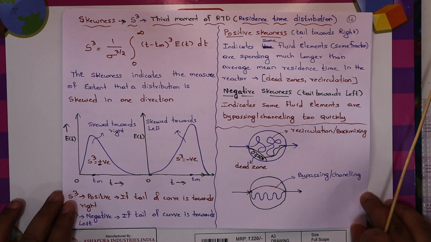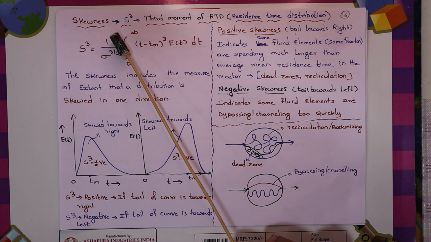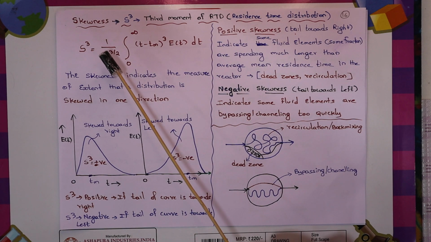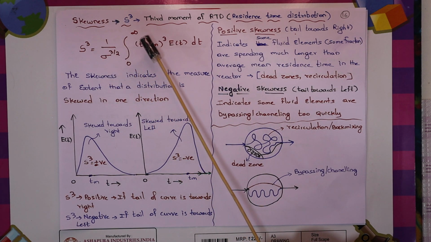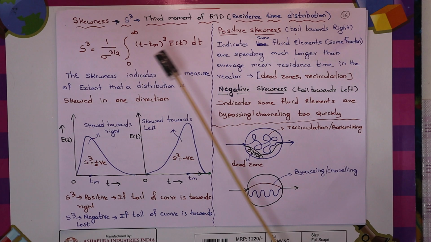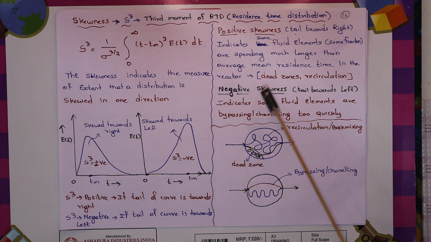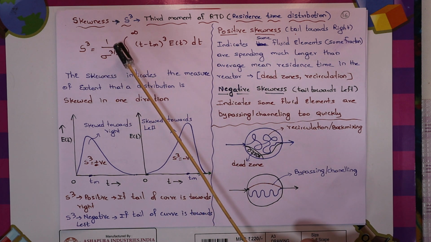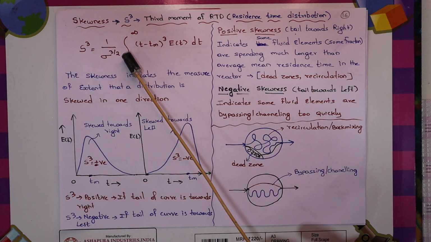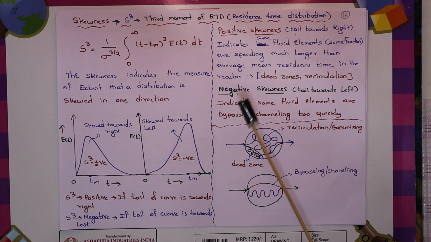So let us go to the third moment, which is called skewness. We were discussing the mean residence time, which is the first moment, then the variance, which is the second moment. Now it comes to skewness, the third moment of the RTD, the residence time distribution. How do we calculate it? There is a particular formula: s cube is nothing but 1 by sigma to the power 3 by 2, integral from 0 to infinity of (t minus tm) whole cube into E of t dt.